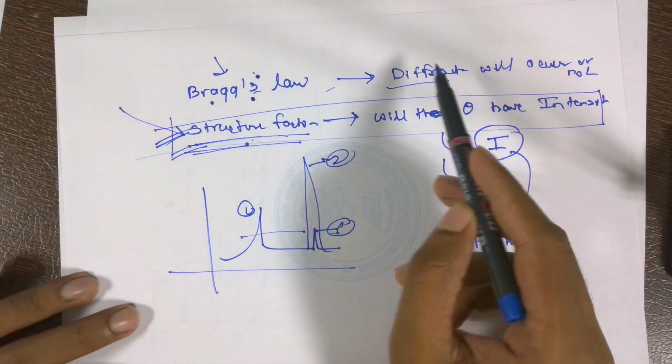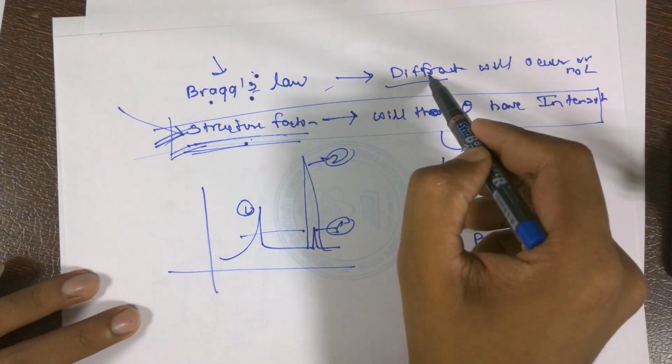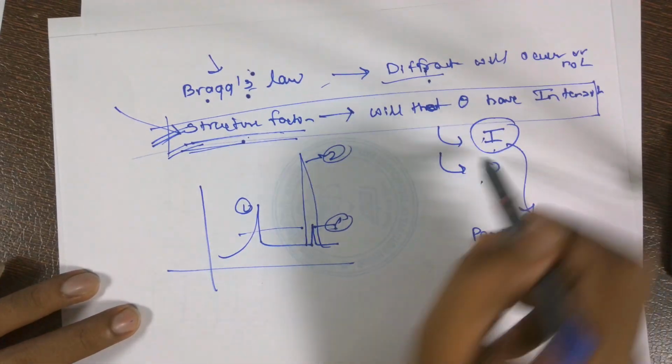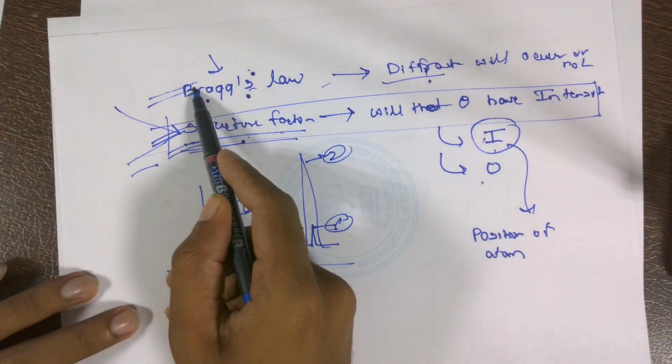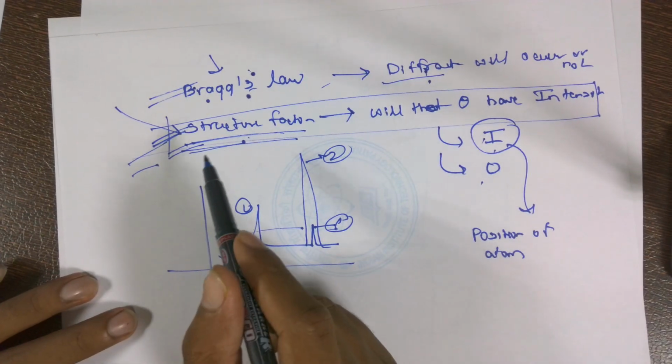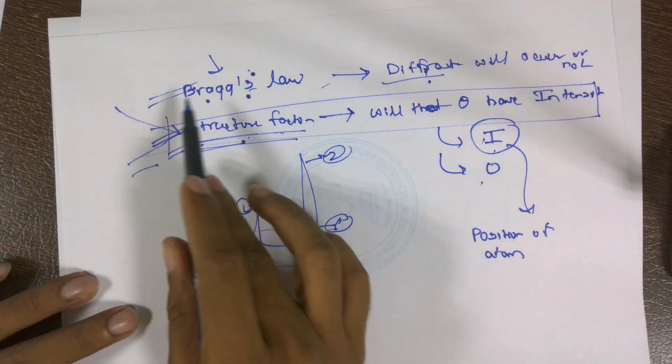Now the Bragg's law is satisfied. Now that diffracted beam, whether it should have some particular intensity or not, will be determined by the structure factor. Okay. So Bragg's law is a necessary condition, but not a sufficient condition. It's necessary but not sufficient.